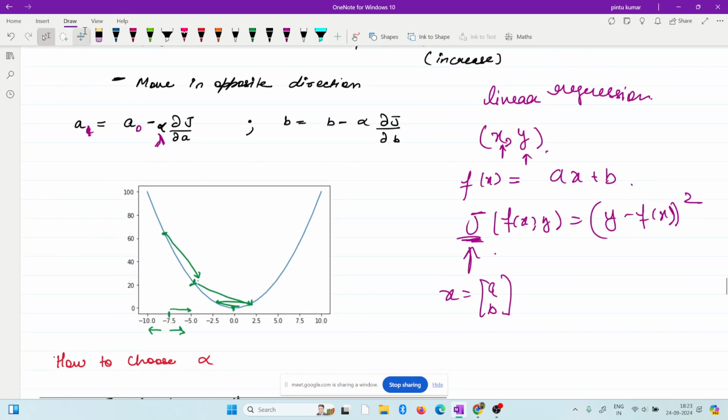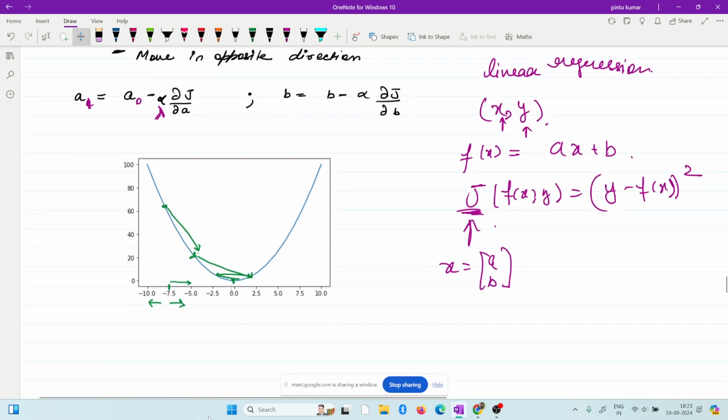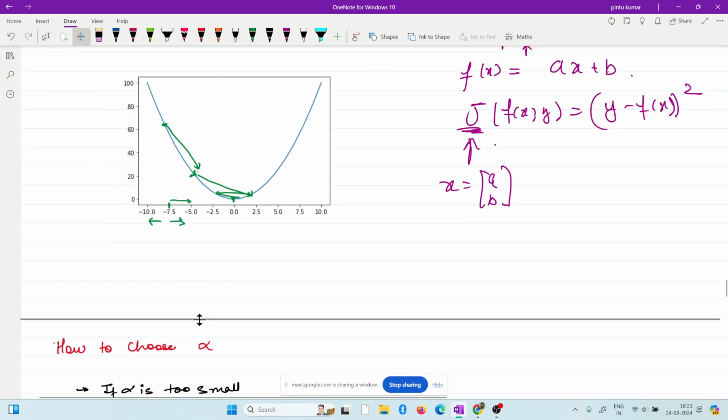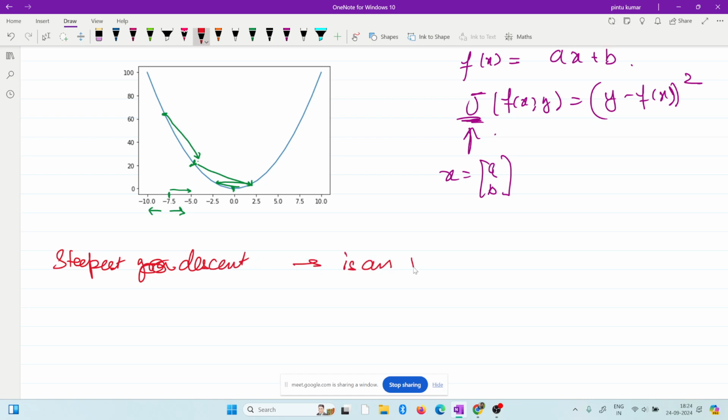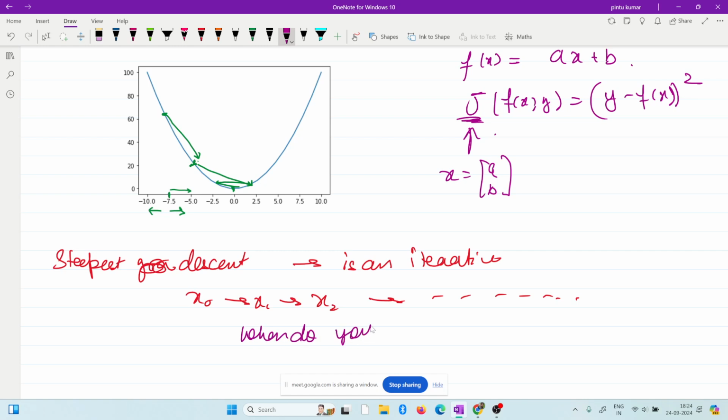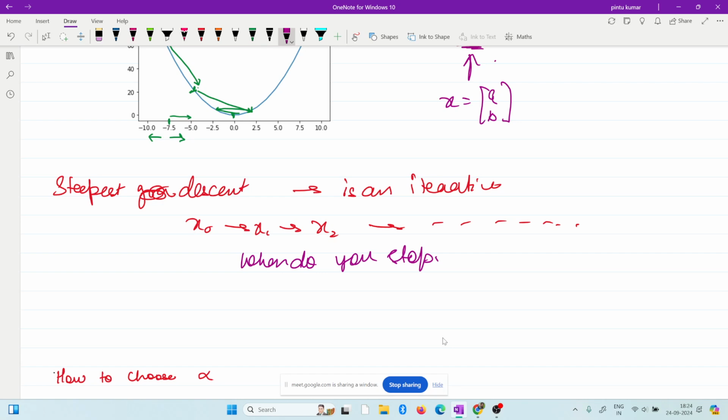Before choosing alpha, there is one thing I want to mention. One thing clear from our discussion is that the steepest descent method, or the gradient descent method, is an iterative scheme. From x naught, you go to x1, you go to x2, and so on. So the question is, when do you stop? This is an important question. Should you keep doing it till infinity, or when should you stop?